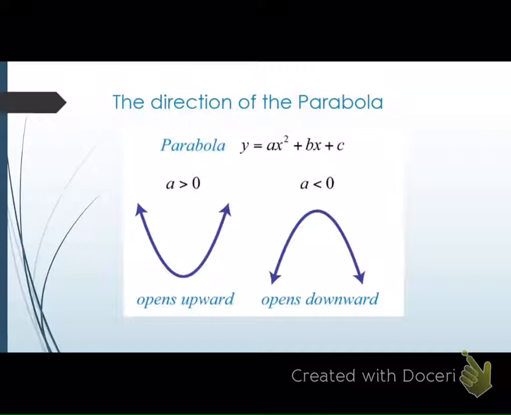So if A is greater than 0, meaning it's positive, it is going to open upwards and have a min. If A is less than 0, it's negative, so it's going to open downwards and it's going to have a max. Okay, flip to the next page when you're ready.